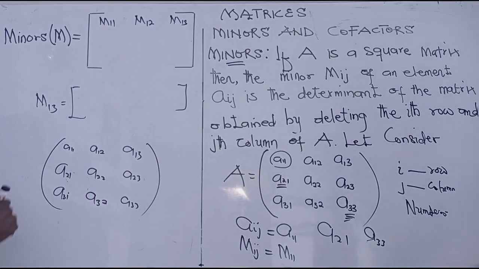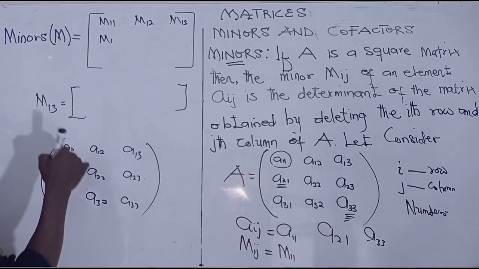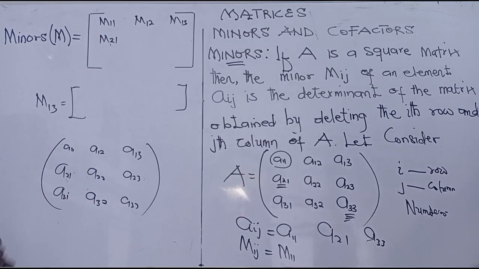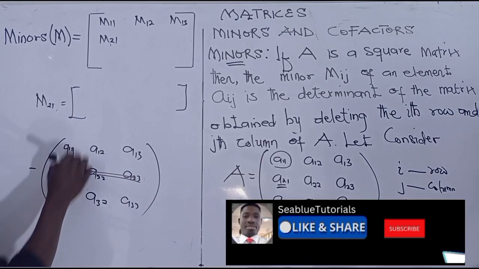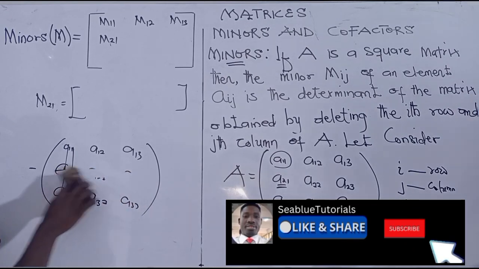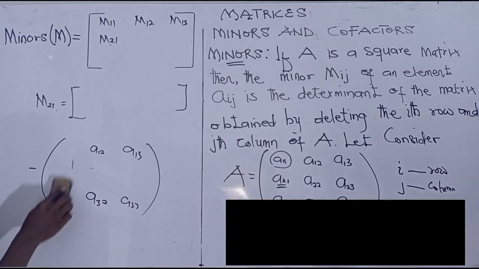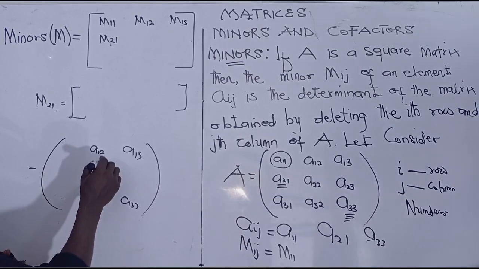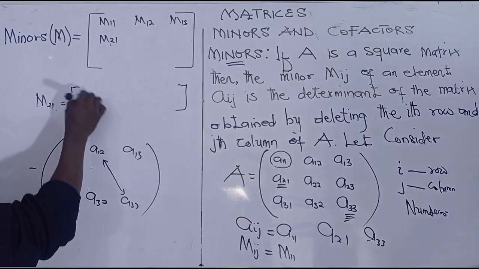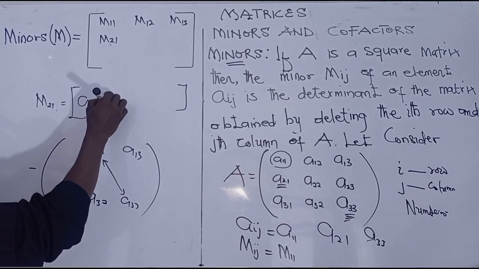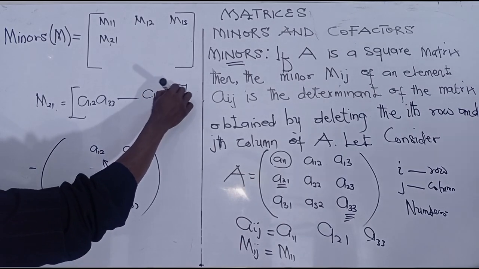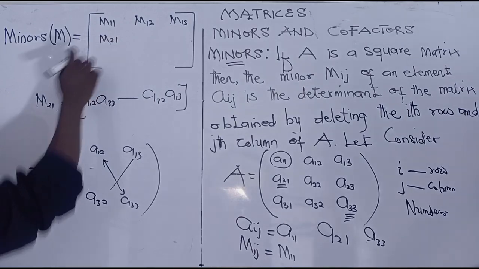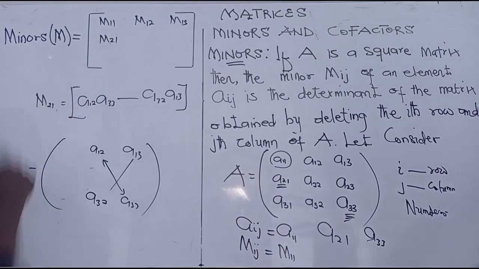Now I want to find the minor of the second row of the first column. So this is the second row and this was the first column. So we are going to delete that. So we are going to delete this and we'll be left with what? That. Then after that we find the determinant of that. So we have A12 multiplying A33 minus A32 multiplying A13, and that's going to be what? The minor of this entry.